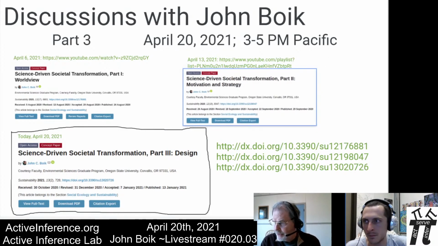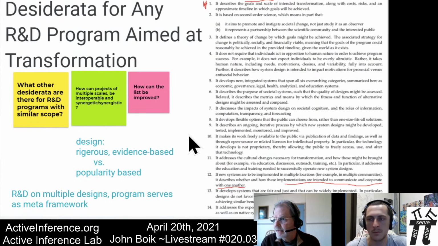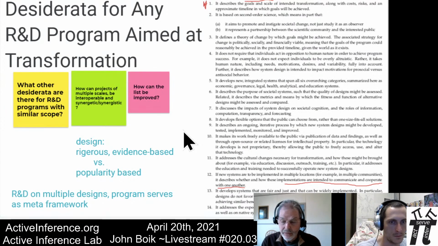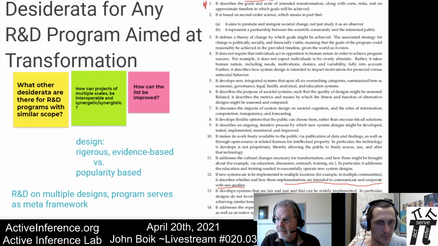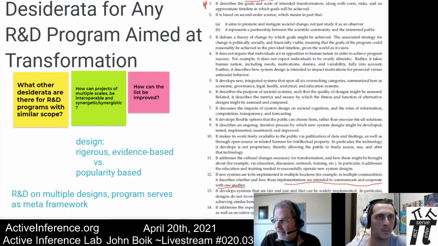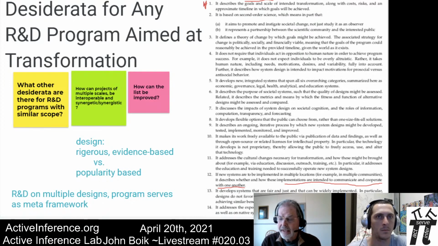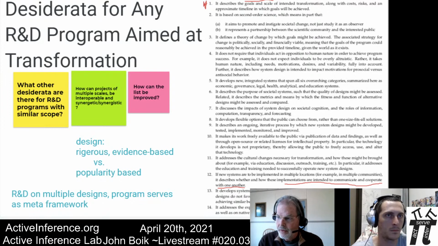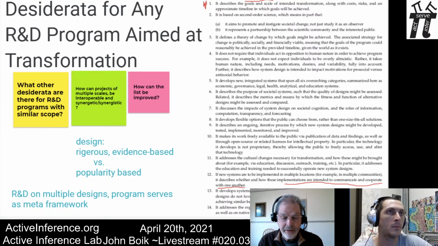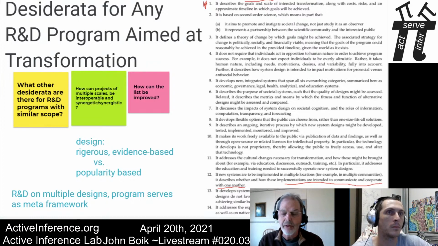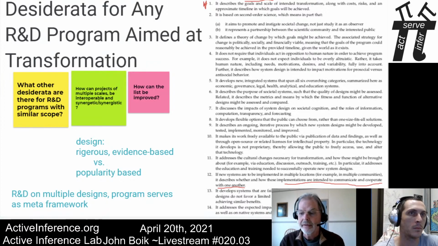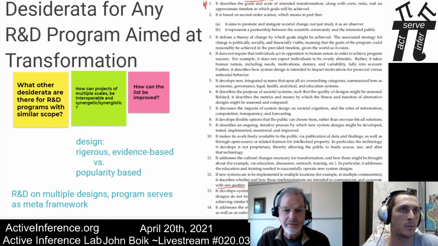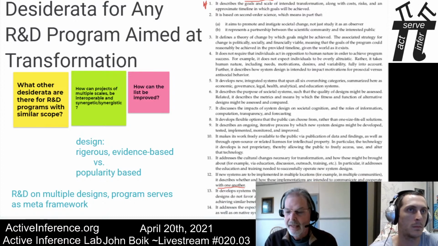So in that part 2 paper, I had listed 14 desiderata for what maybe could or should be in any R&D program aimed at societal transformation. And throughout the series, I touch on all of these 14. I would just like to make clear that the 3-part series is itself a proposal for an R&D program. It's kind of an informal proposal to the world about a program that could be started.